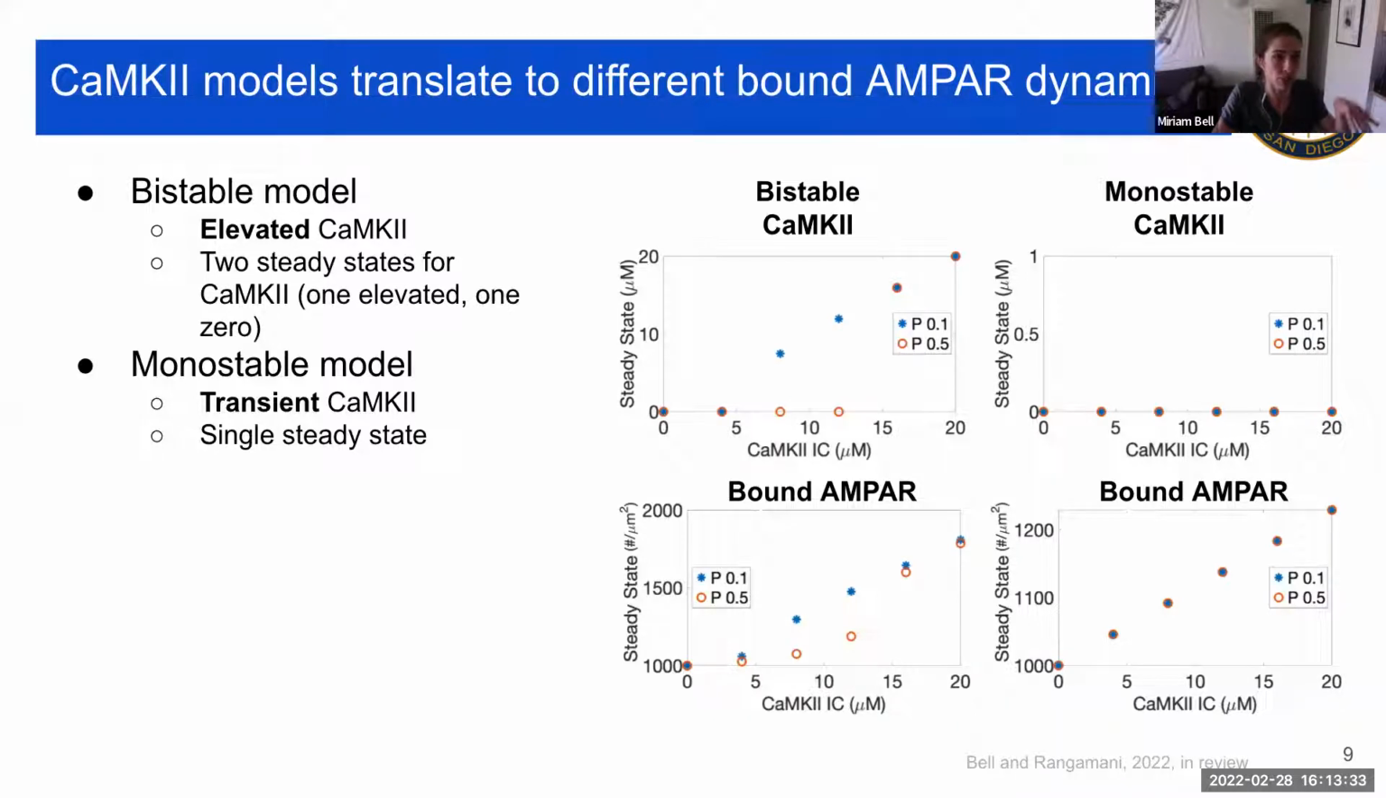Okay, so if you look at the left column, the bistable model can have two different steady state behaviors, high or low, within a certain initial condition regime, as you see here, and is dependent on the PP1 initial conditions. So there's a coupling between CAMK2 and PP1 that determines the steady state behavior for CAMK2, and that translates to bound AMPA levels that also have this coupled dependence between PP1 and CAMK2. In comparison, the monostable model always has a zero steady state for CAMK2, and it only shows dependence on CAMK2 initial conditions for bound AMPA. Okay, so with that understanding, we're now going to consider different model stimulus.